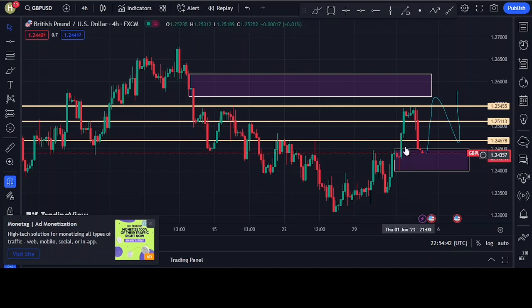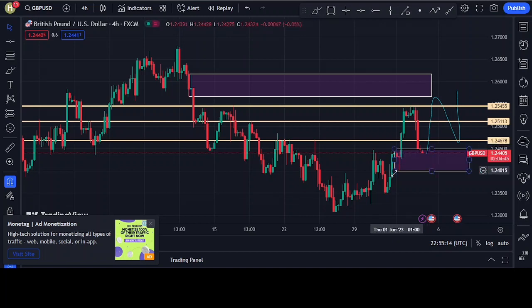So can we say this is a valid demand zone? Yes, it is valid. First, it created a gap. Second, it broke structure, because this is an impulsive move, a retracement, then an impulsive move. So it broke structure. It even changed character.